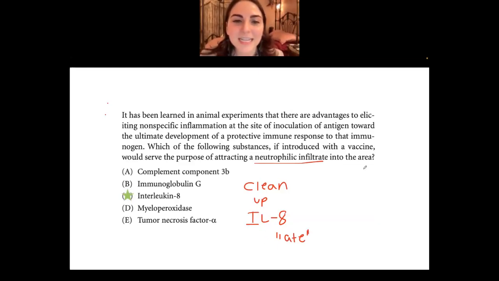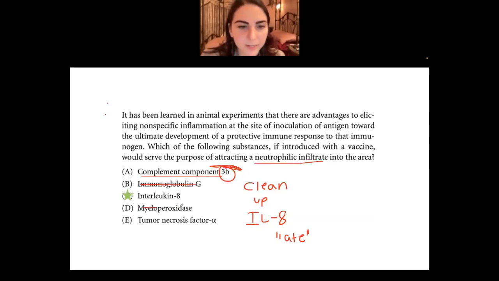Yeah, some of you did jump to this one, maybe because you thought this was 5B. That would have also been correct, but it's not. It's 3B. And 3B is your opsonin, right? IgG doesn't really attract neutrophils. They can bind to it, they have Fc gamma receptors, but it doesn't matter.